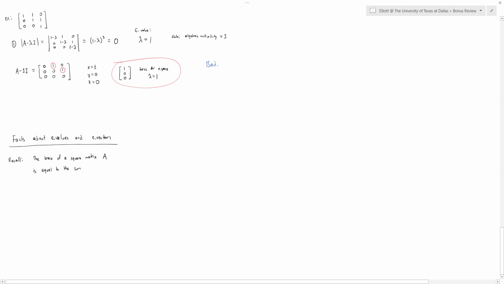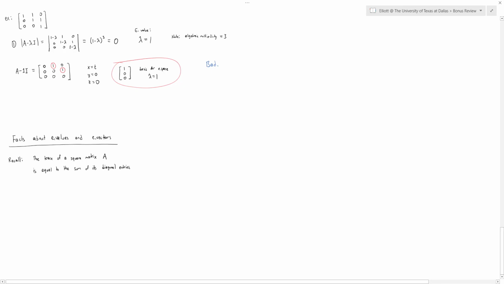So the trace of a square matrix is equal to the sum of its diagonal entries. This may not have really been covered much in your class, but it kind of appeared in maybe one or two of your homework problems during the semester.